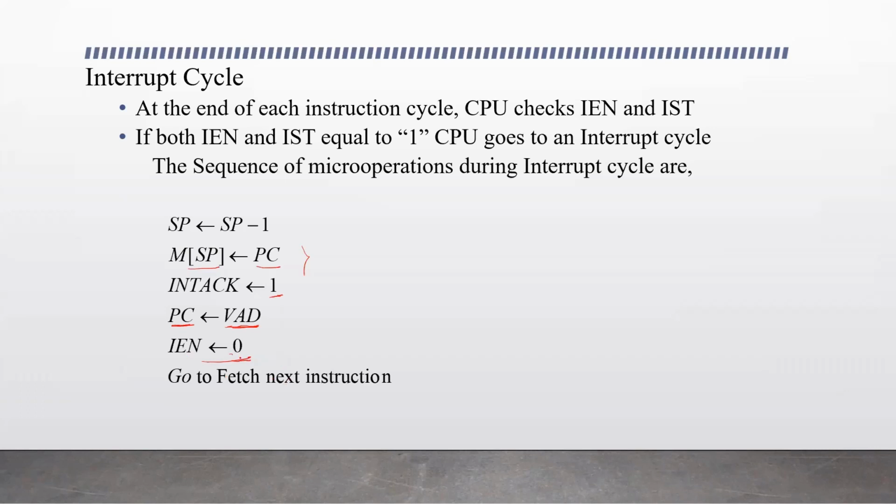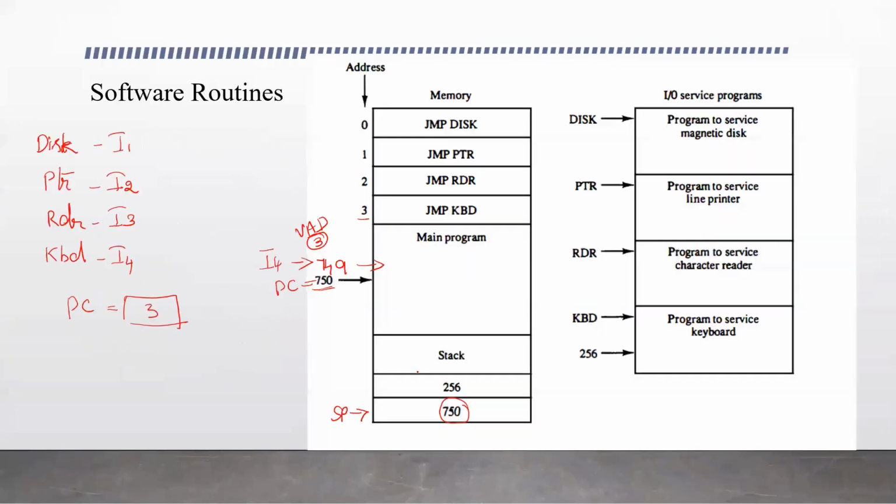So it is set to 0. Interrupt is not enabled, this means. And go to fetch the next instruction. The next instruction is the instruction that is at the location, this address VAD. Okay, that is in PC. So PC has 3. Now it goes to location 3, address 3. And here is the jump instruction. KBD is the address here.